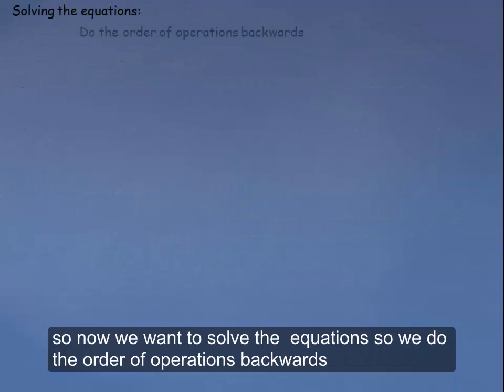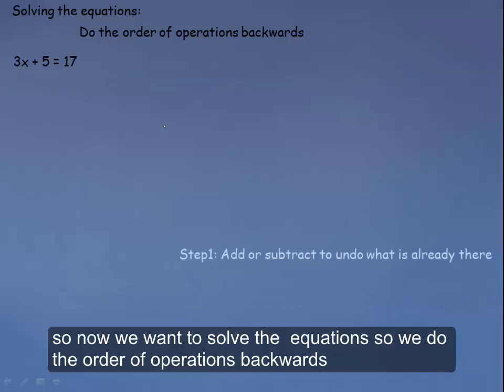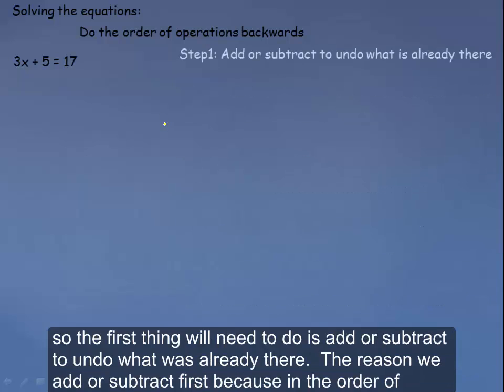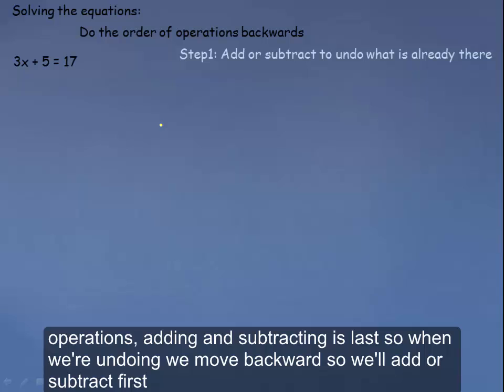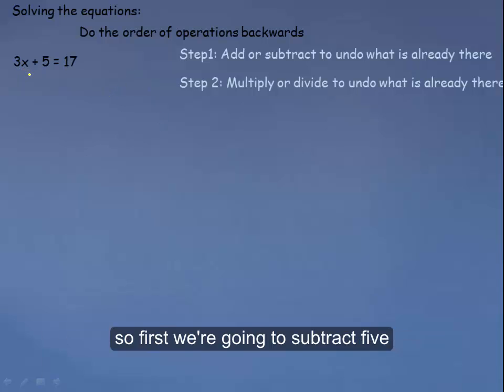So now we want to solve the equations. So we do the order of operations backwards. The first thing we'll need to do is add or subtract to undo what was already there. The reason we add or subtract first is because in the order of operations, adding and subtracting is last. So when we're undoing, we move backwards. So we'll add or subtract first. So first we're going to subtract 5.